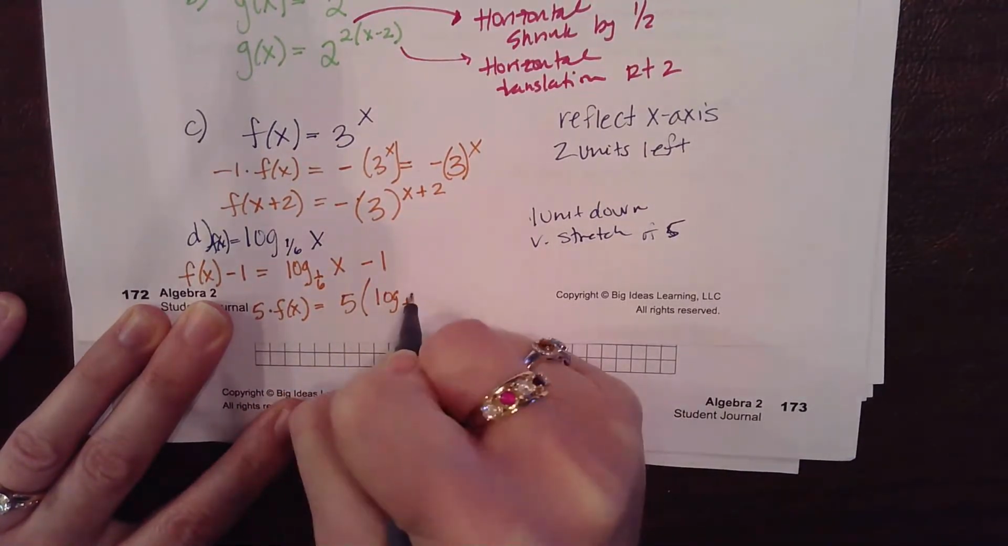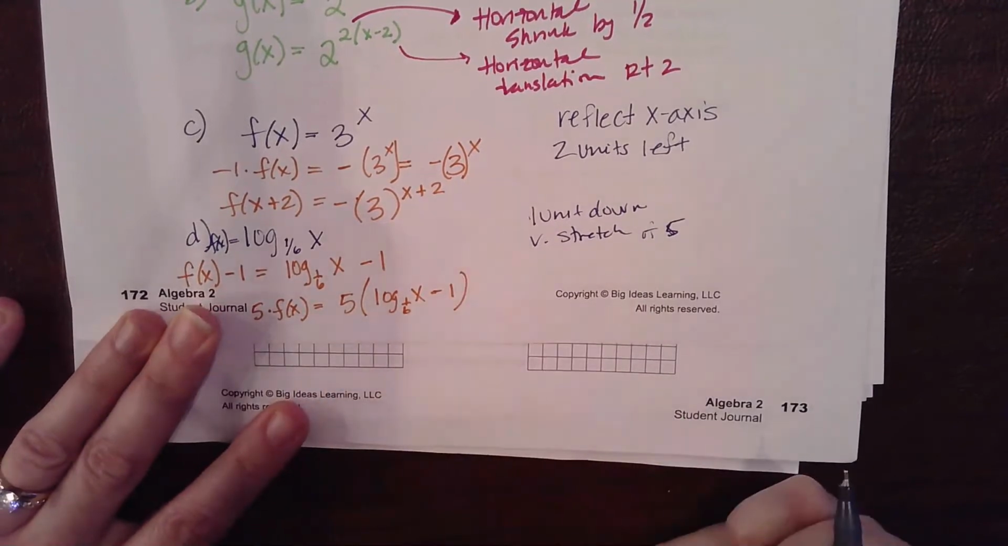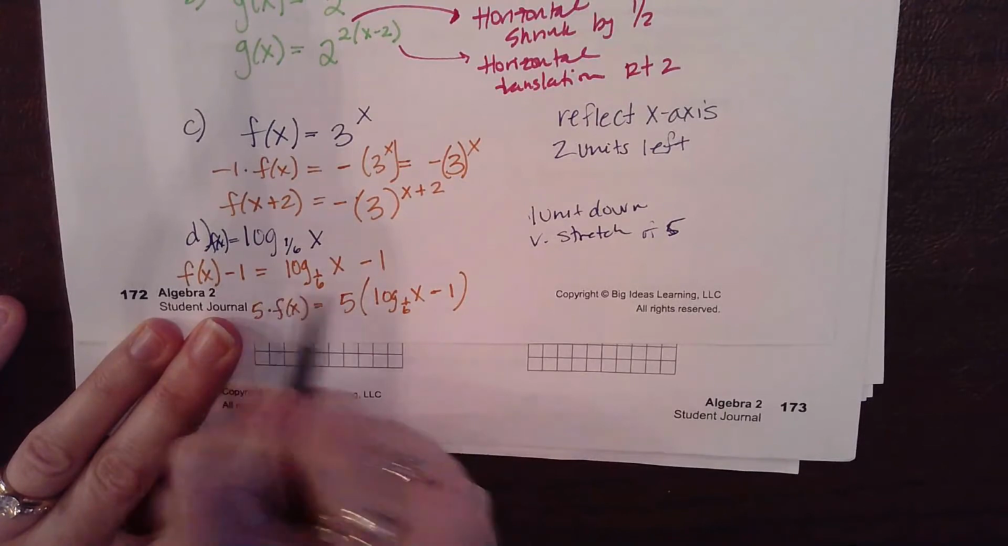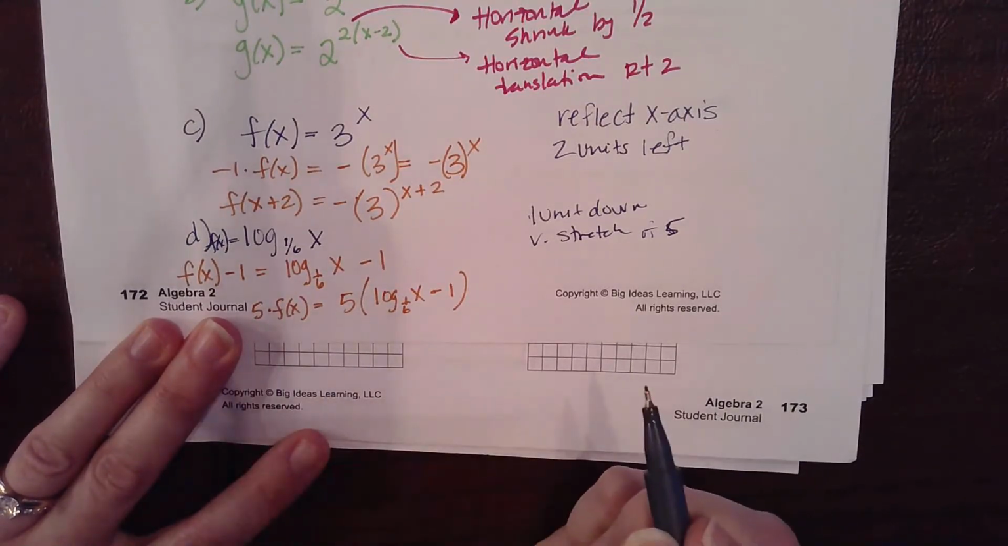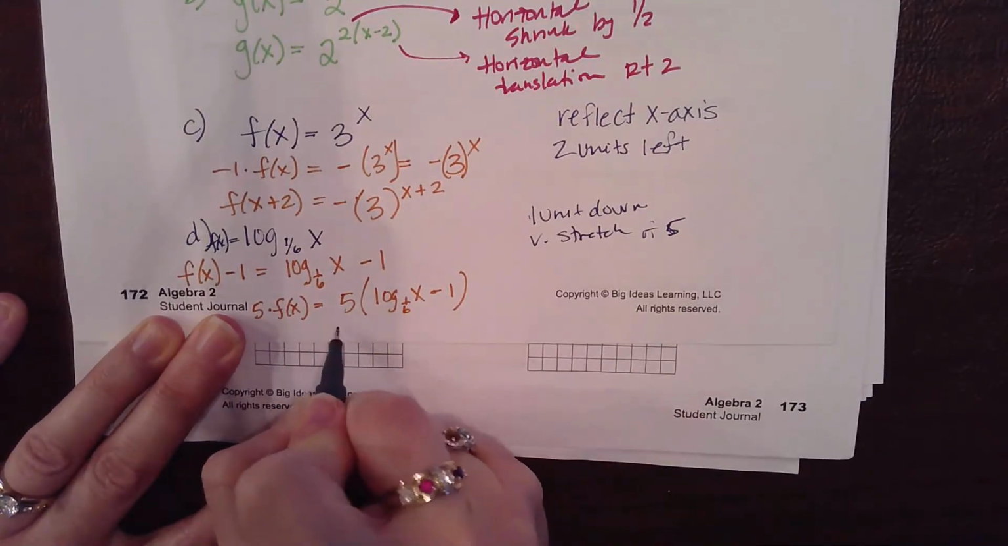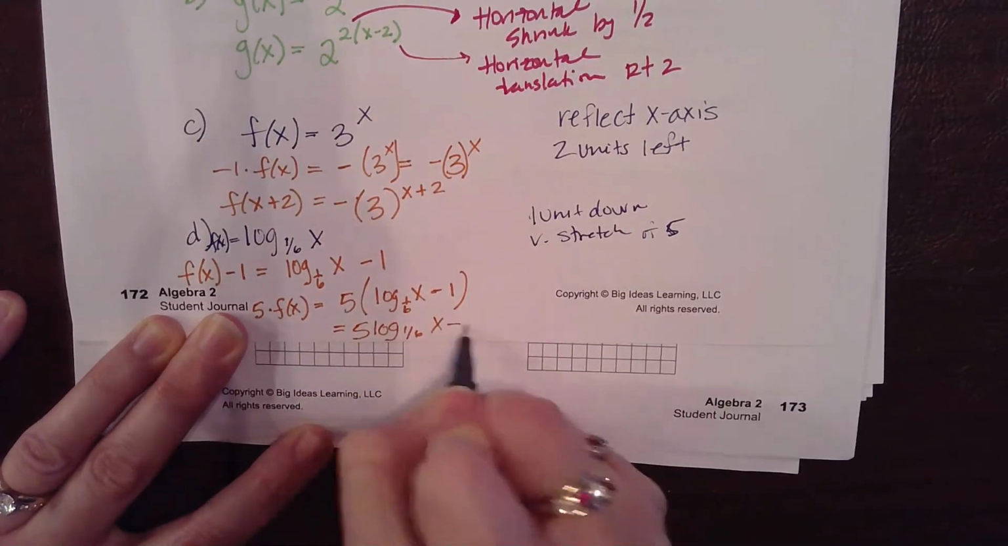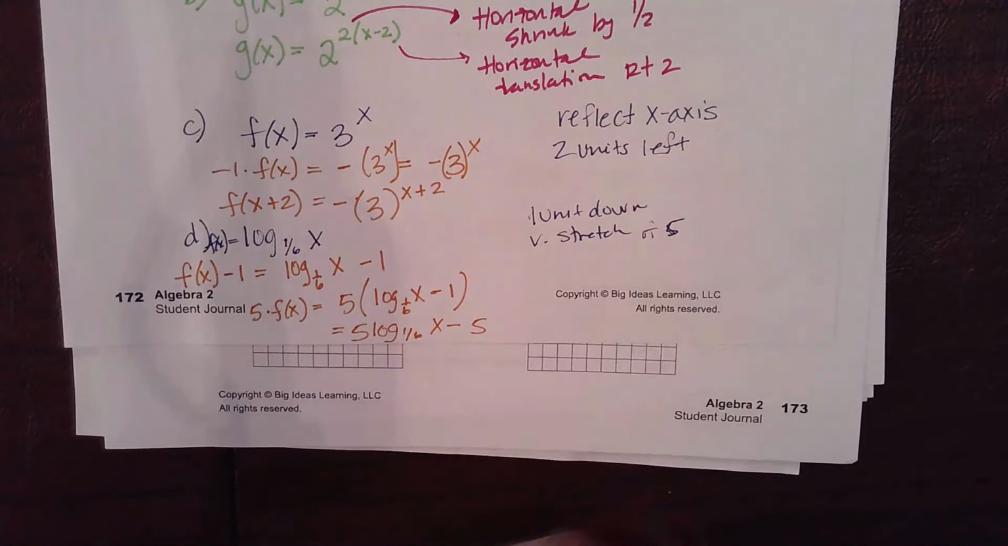This is what I was telling you about, to make sure that you remember to multiply the entire function by it. A lot of times the mistake I see is that you just put the 5 in front of the log and you forget about the minus 1. So what this would look like is 5 log base 1/6 of x minus 5, because you have to distribute that 5.